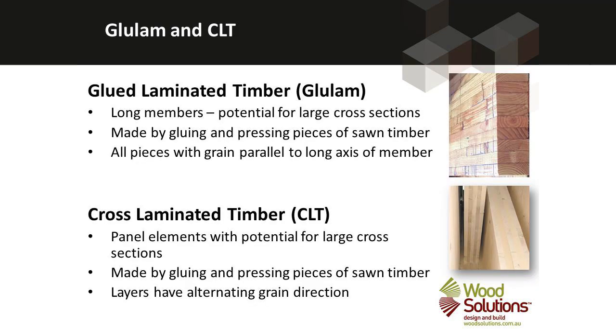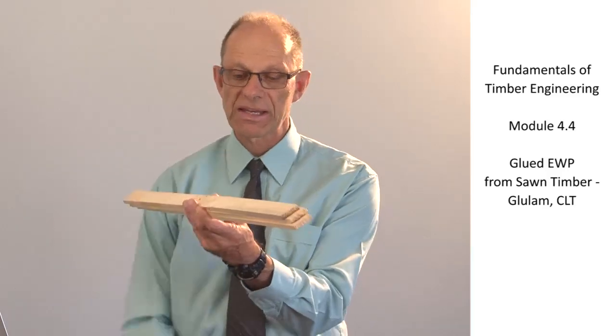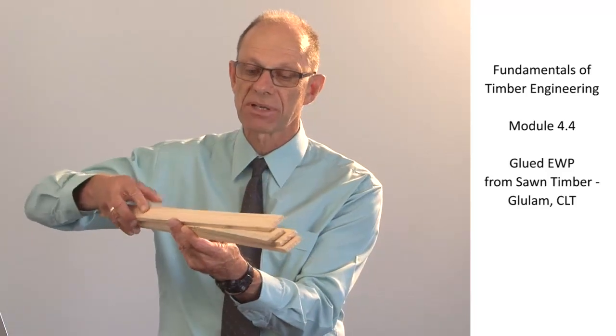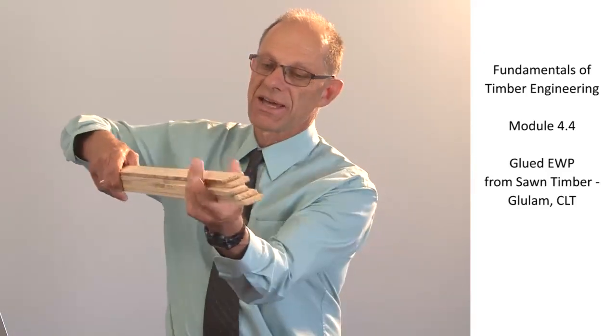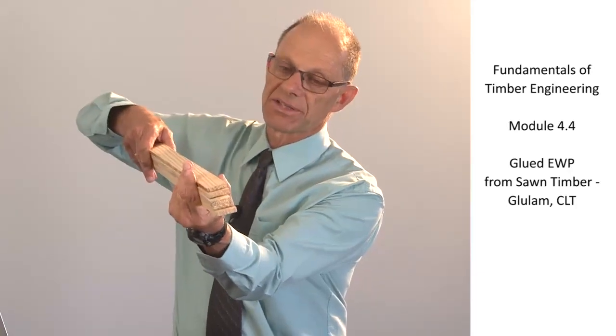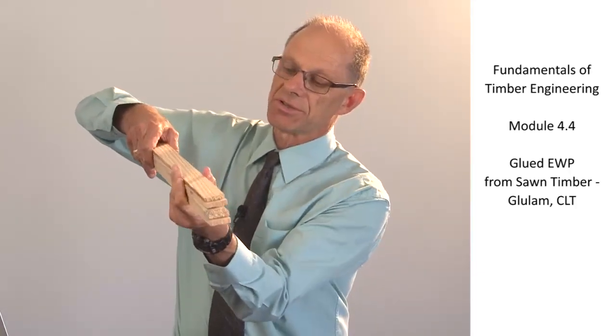Glued laminated timber is manufactured by gluing together pieces of sawn timber. They're glued face to face so that their grain is parallel, and that way a large and deep member can be manufactured, so that it's simply manufactured as a deep member like this out of simple sawn timber.